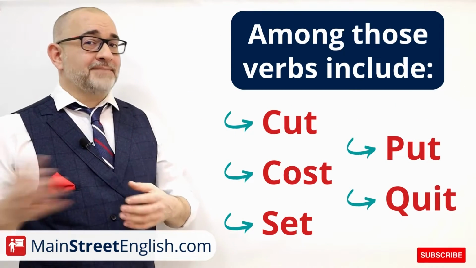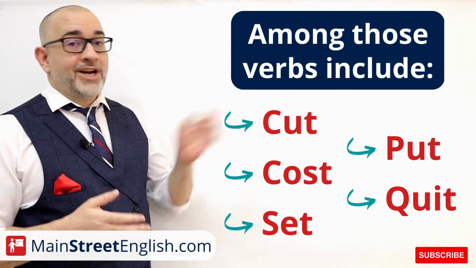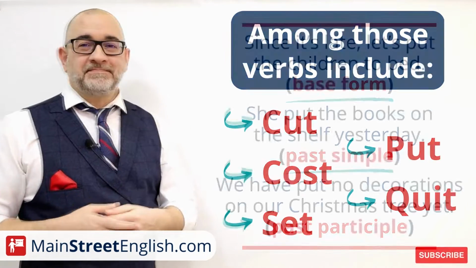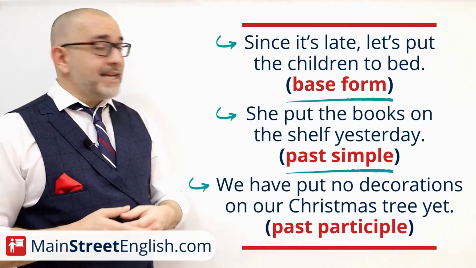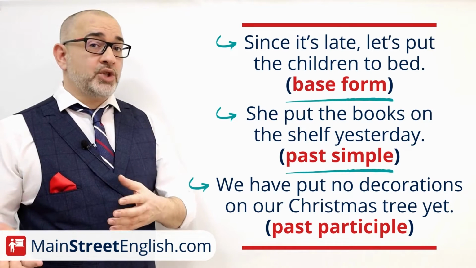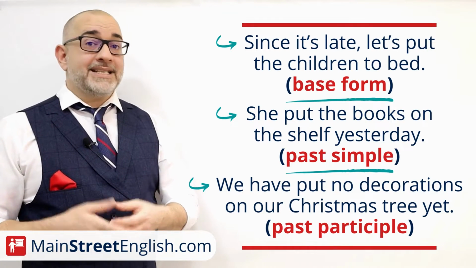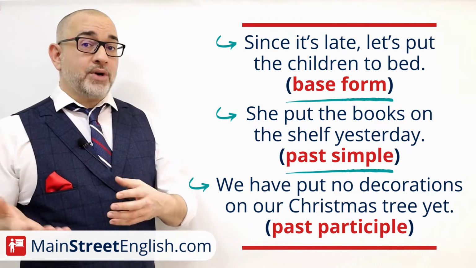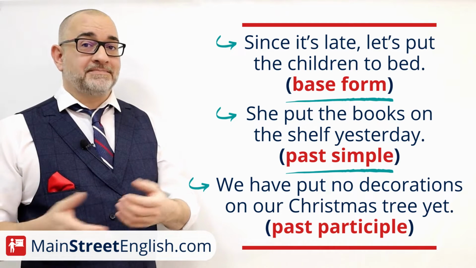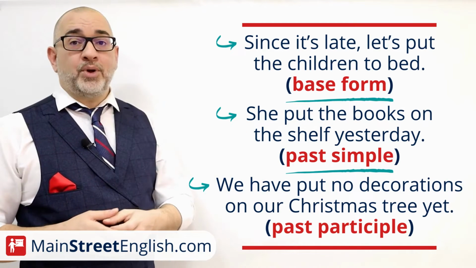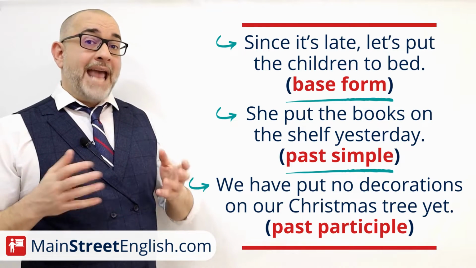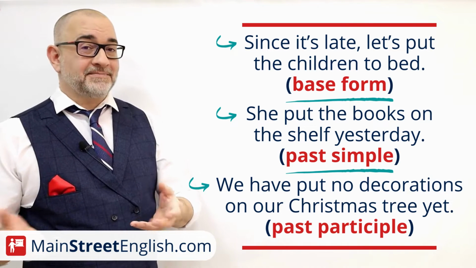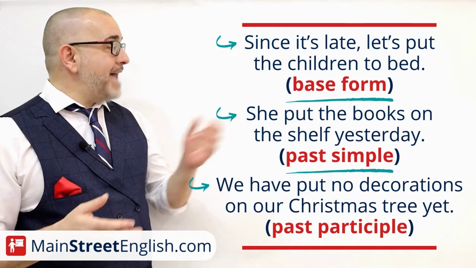Among those verbs include cut, cost, set, put, and quit. For example, since it's late, let's put the children to bed. This is put in its base form. She put the books on the shelf yesterday. This is put in the simple past. We have put no decorations on our Christmas tree yet. This is put in the past participle form.